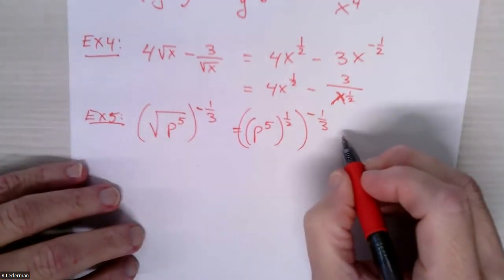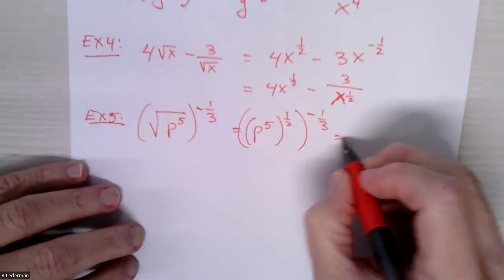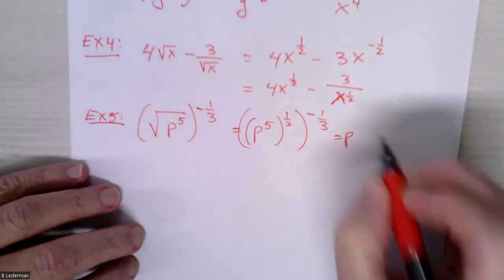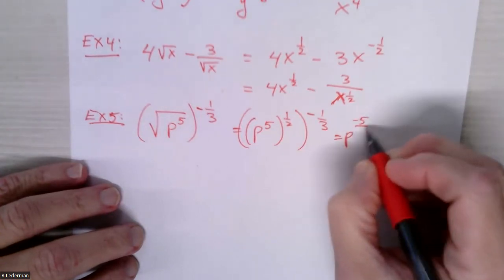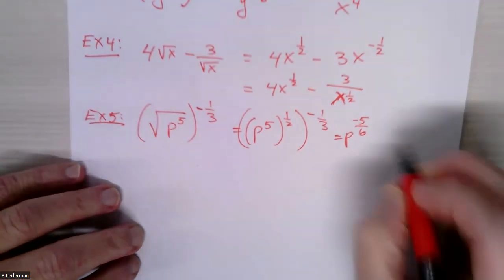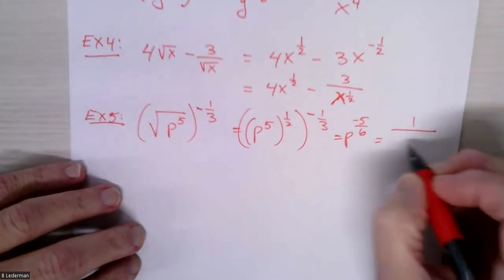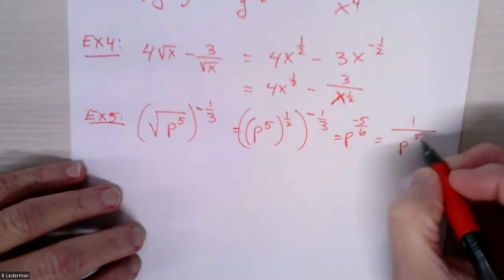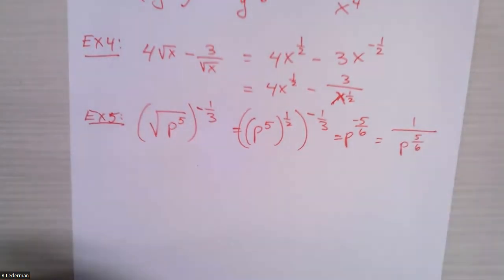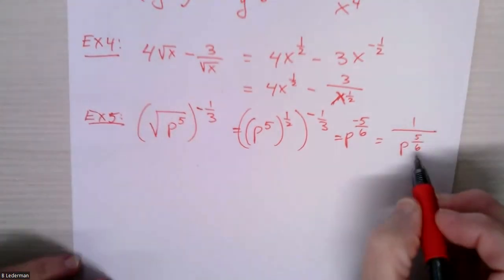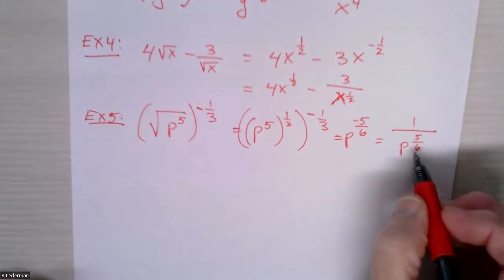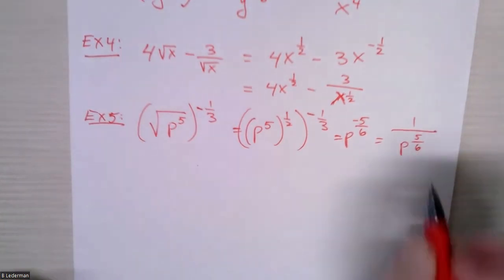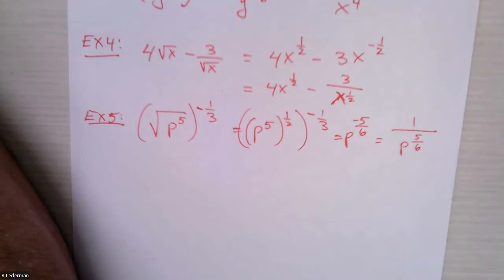So this is going to be p to the negative 5/6, which is equal to 1 over p to the 5/6 power. And there you go. That would be my answer with no radicals and only positive exponents. Let's do another one.